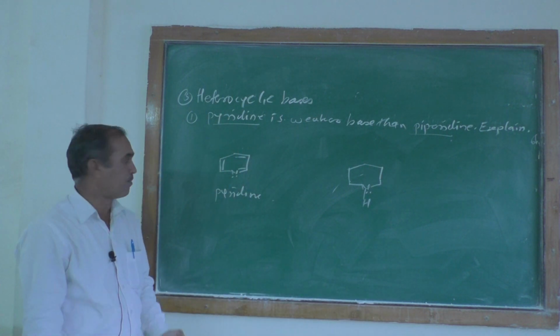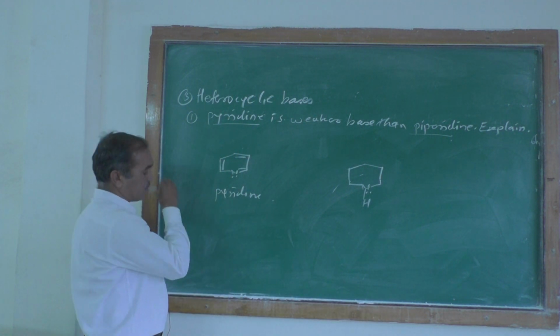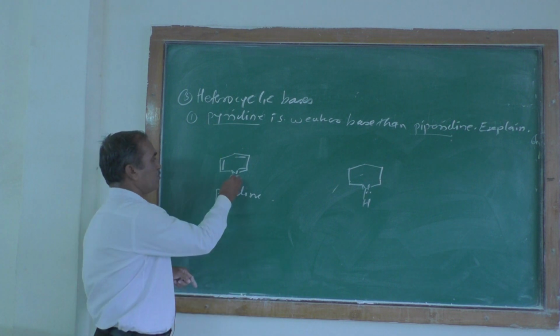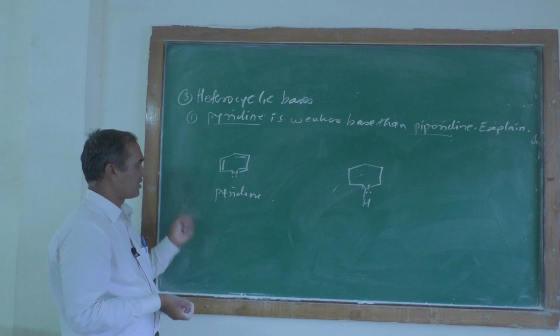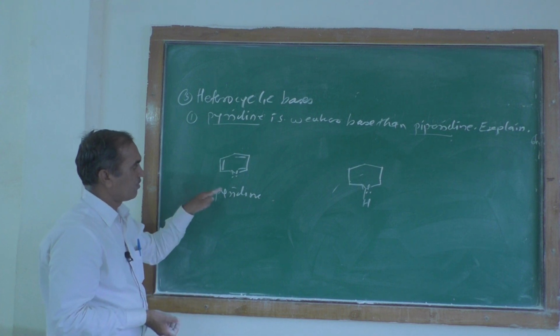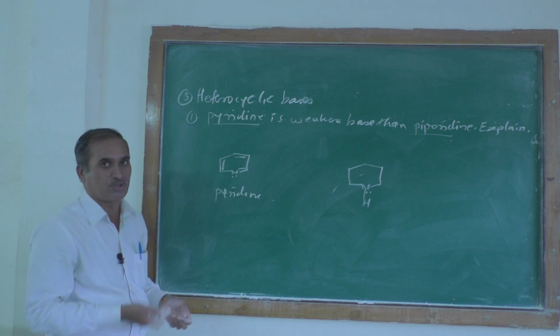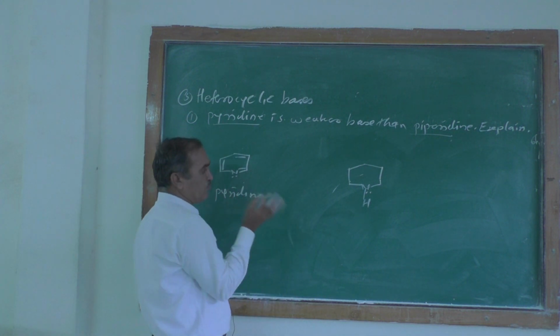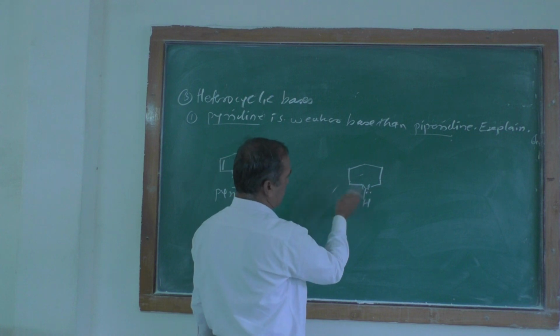Now we are comparing. This is a weaker base. Why is it a weaker base? Look here. This is an aromatic compound. The lone pair is not involved in the delocalization, but it is readily available for donation. Therefore, it shows basic nature. Now, this one is a weaker base, and this one is a stronger base.